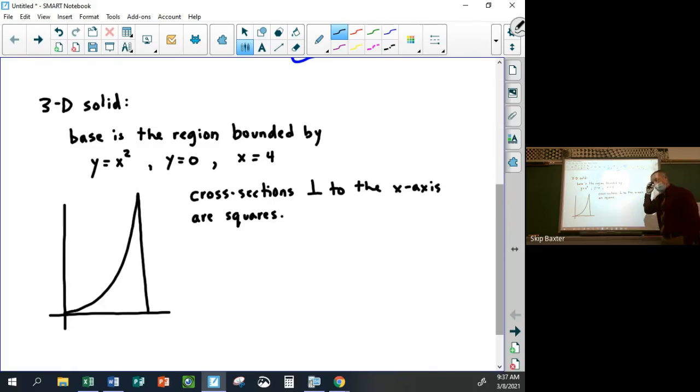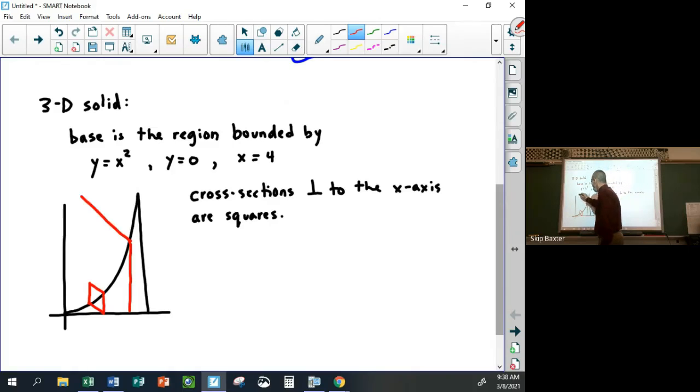Okay, so for example, if I look at this, this is the base of my solid. I have a square coming out of the board that looks like this, right? Picture that in 3D. There's a square coming out of the board. And there's a square coming out of the board here that looks like this. Right? And at every single point, there's a square coming out of the board. Okay, so hopefully you can sort of envision what this looks like.